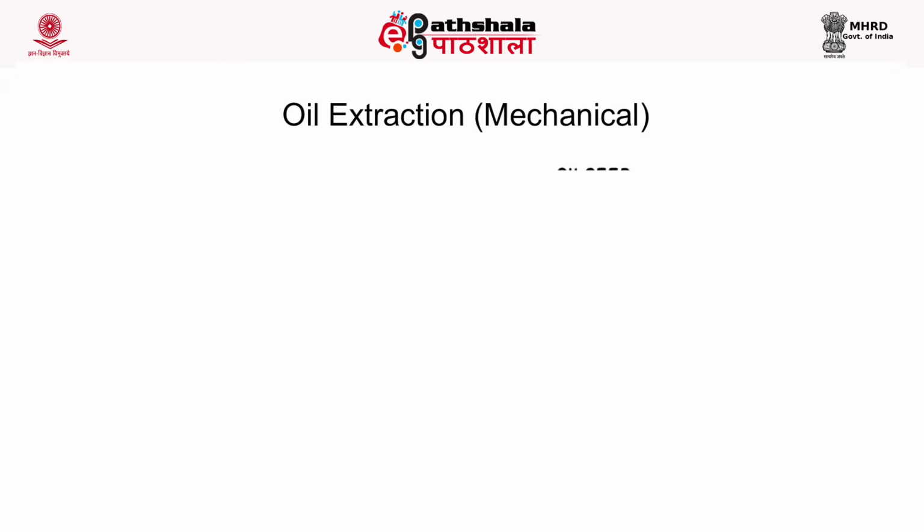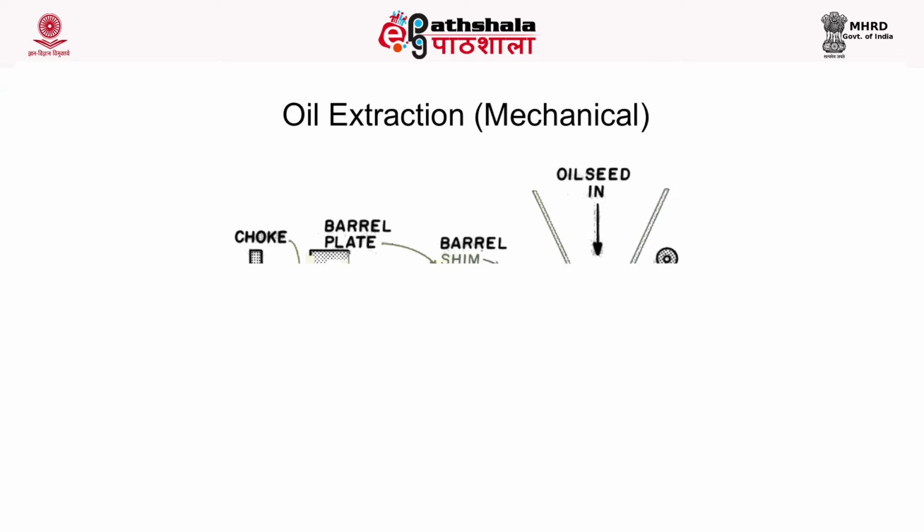The next is the extraction of oil. Now, oil extraction is being carried out by two means. One is the mechanical compression of the seeds to get oil. So, this is the mechanical press which is used for the extraction of the oil.